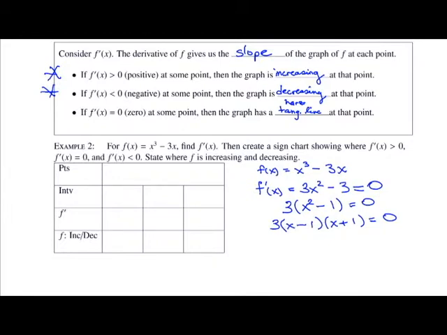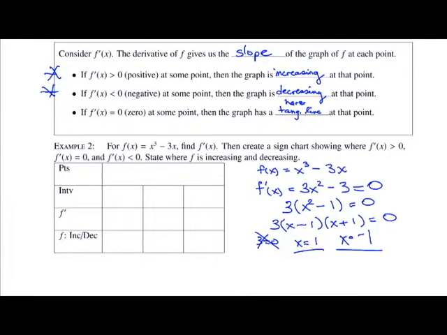And then from here, I would set each of these factors equal to 0 and solve for x. When I set 3 equal to 0, we get nothing. If I set x minus 1 equal to 0, I get x equals 1. And if I set x plus 1 equal to 0, I get x equals negative 1. Notice that these are the two answers that you told me were the answers from at the top of the page. This is how you would work that problem out.